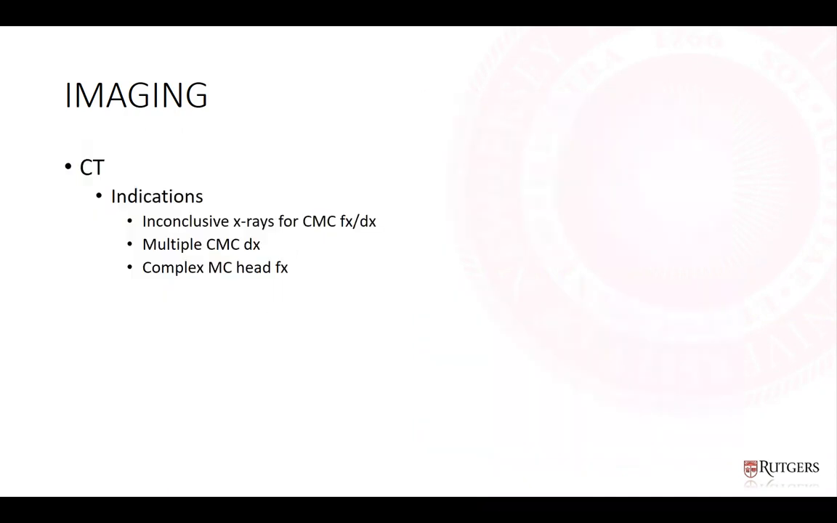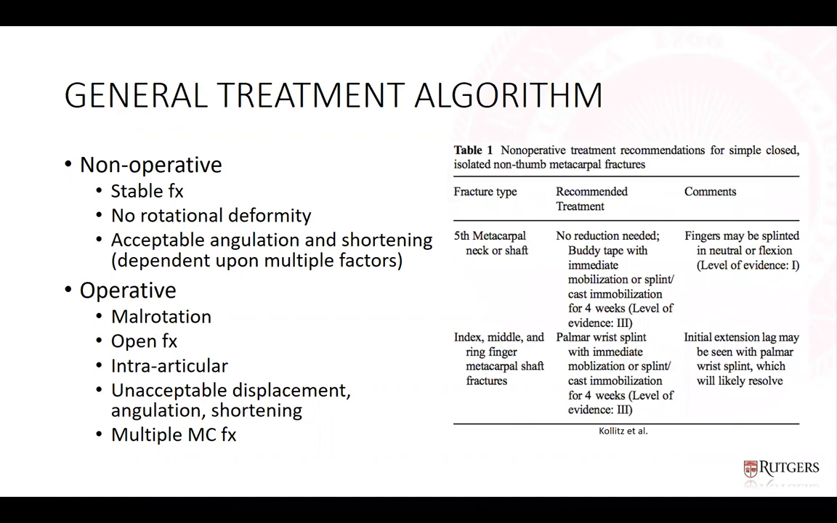Advanced imaging is rarely needed in the diagnosis of these injuries, but CT scan can be useful in the case of inconclusive X-rays for CMC fracture dislocations, multiple CMC dislocations, or complex intra-articular fractures. So we'll go into specific treatments for the different types, but there's a general treatment algorithm. Generally, metacarpal fractures that are stable with no rotational deformity and acceptable angulation and shortening may be treated non-operatively. Operative indications in most cases are malrotation, open fractures, displaced intra-articular fractures, unacceptable deformity, or multiple fractures.